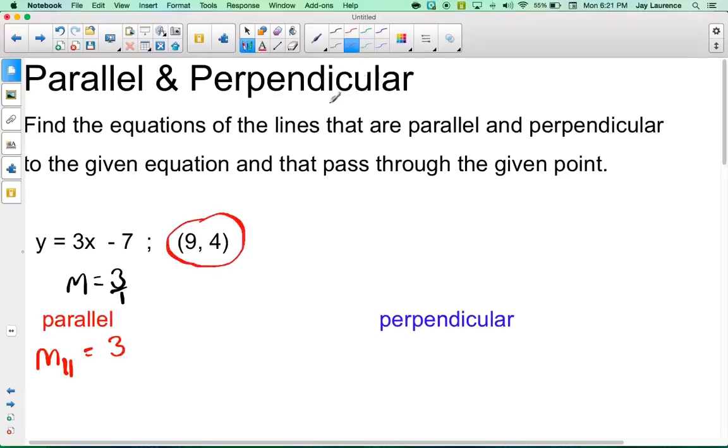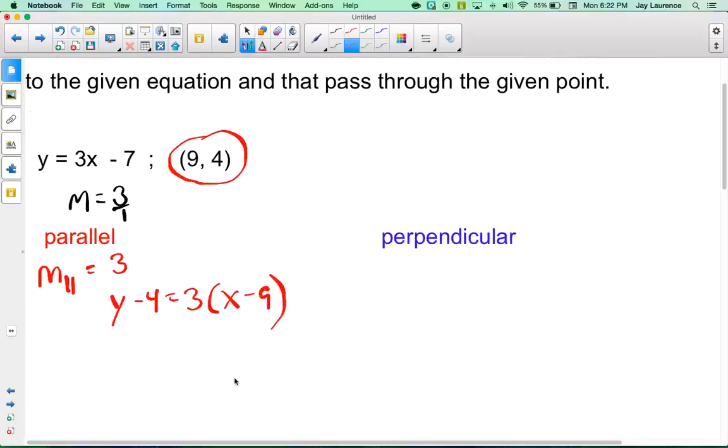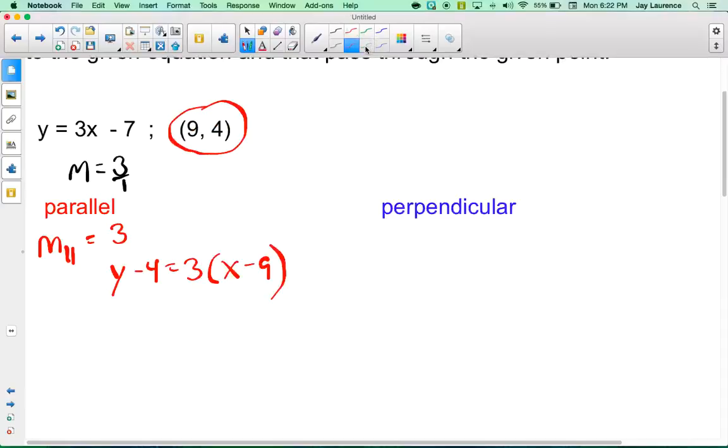Well, I'm going to write an equation in what form? If I'm given the slope and a point, I'm going to do it in point-slope form. And so I'm going to put y minus 4 equals 3 times the quantity of x minus 9. There we go. Now I'm going to convert this to slope-intercept form. The first step will be to distribute the 3. And when I do that, I'm going to get y minus 4 equals 3x minus 27.